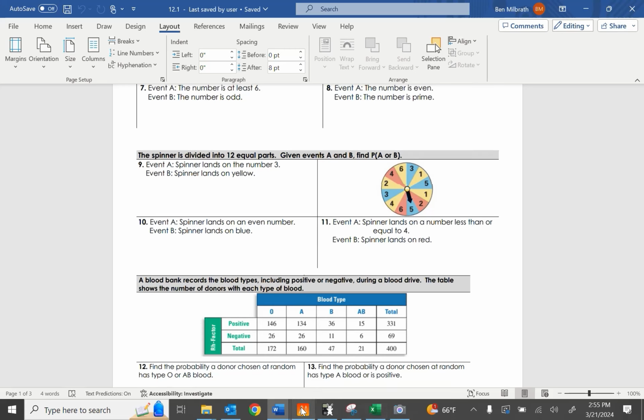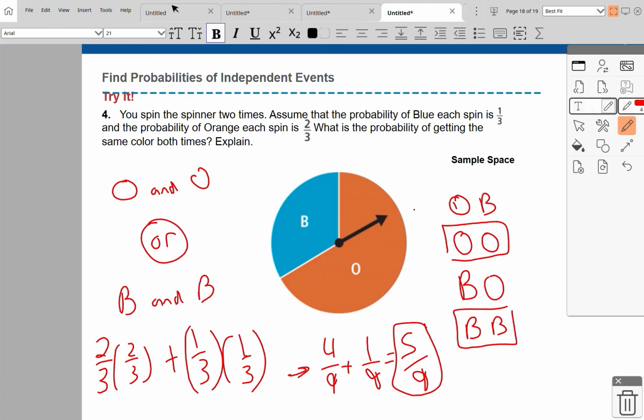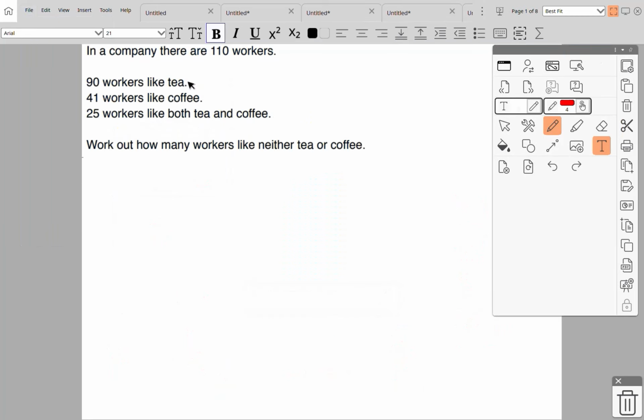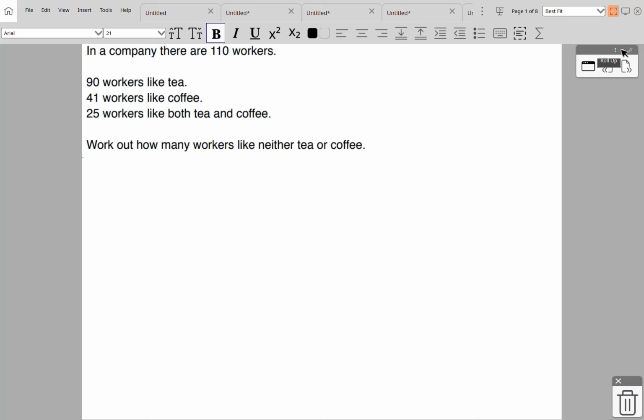All right, so we're looking at a homework assignment here. Venn diagrams homework. In a company, and it's been a while, I'm rusty on Venn diagrams. I haven't taught them since probably '17 or '18. It's probably been 6 years since I've done an actual Venn diagram lesson.